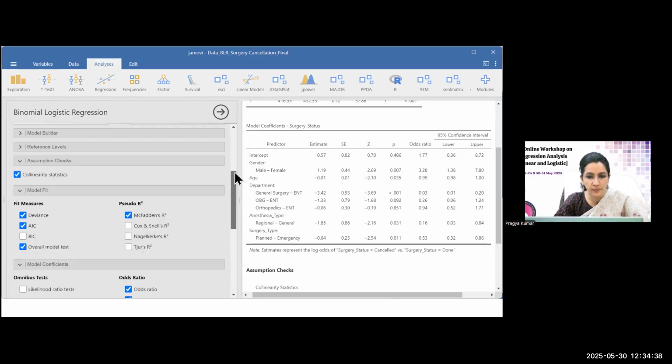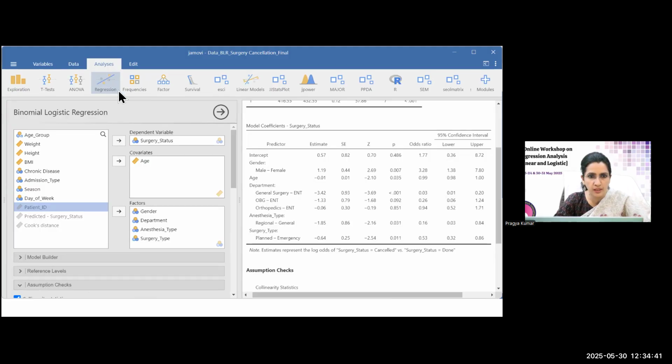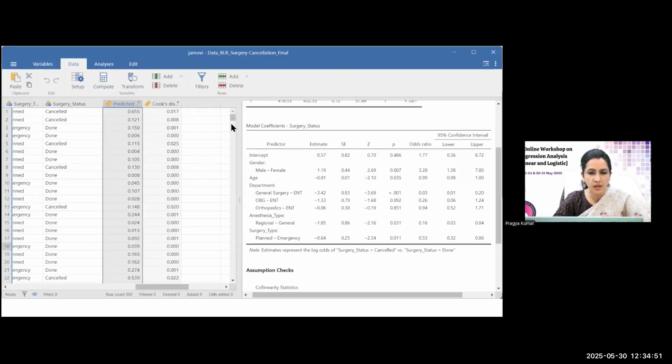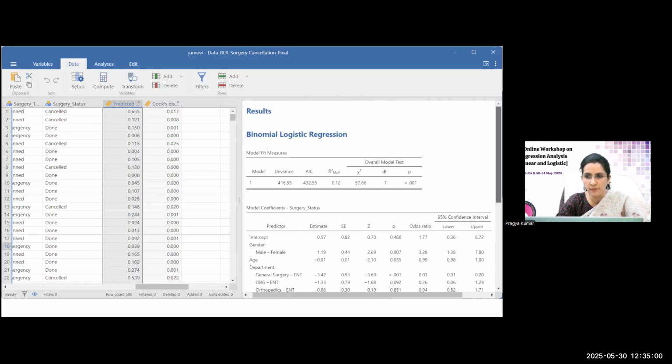No, it happened in the previous workshop also, I did some change in the variable. Let me go to the data. Again. Okay, now it has appeared. So many times it gets stuck. So you can see the difference in predicted probability and the group membership.